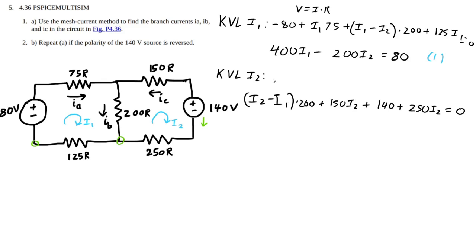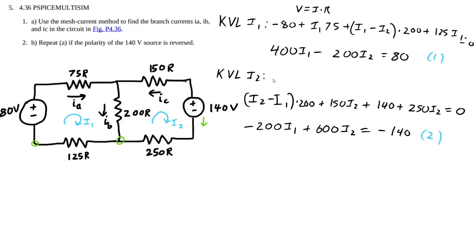So now we're going to simplify this equation. I'm going to say that we have negative 200 I1, and then 200 I2 plus 150 I2, so plus 600 I2. Let me double check that. 200 plus 150 plus 250, 15 plus 25 is 40, yeah. And I'm going to do minus 140. Call that equation 2.